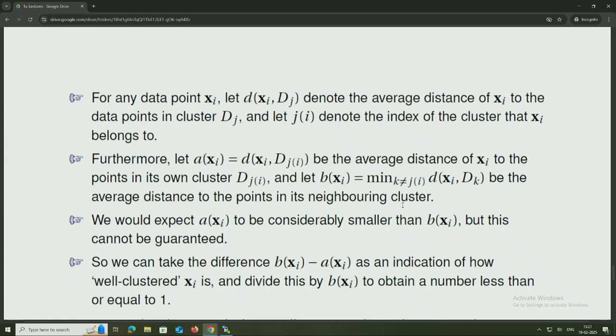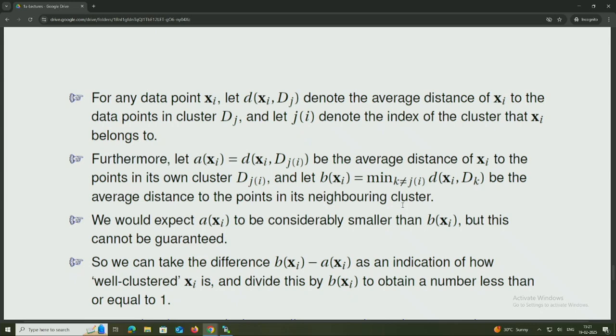Now what do you want? Ideally, a(xi) is the distance within the cluster, and b(xi) is the average distance to the closest neighboring cluster. I'm talking about every point here. So now what would you expect? Will a be greater or b be greater? Ideally you would expect b to be greater, but it's not guaranteed. Assume that b is greater. So what you will do is take b(xi) minus a(xi), because it's the greater value, and then I divide this by b(xi), and I get a representation.